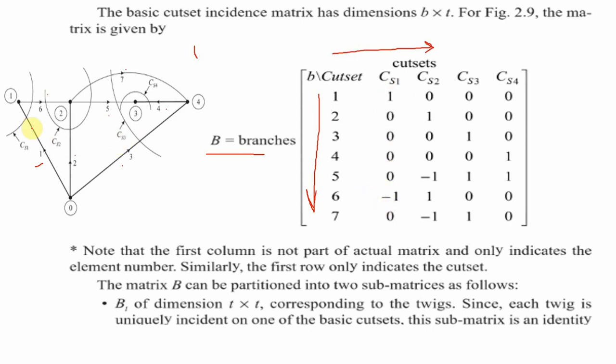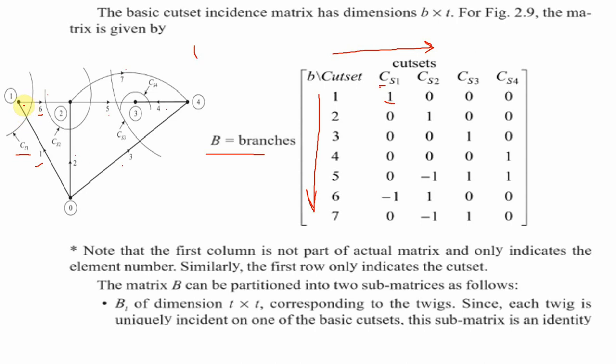Let's see. So first, cut set number 1 means this one. So we form the cut set like this. It will cut only one twig and the others are links. The lines which are dark, that is nothing but twigs. That is called the elements of the tree. Okay. So now 1 is incoming towards this cut set 1. So that's why it is positive 1. Right, and remaining branches have no connection with respect to this cut set 1, CS1. So that's why 0.